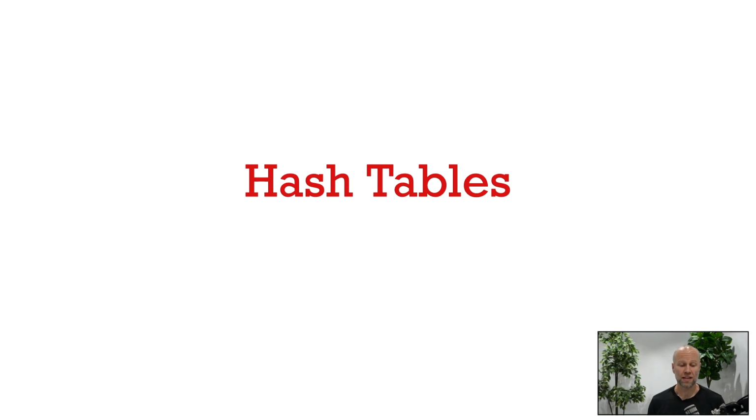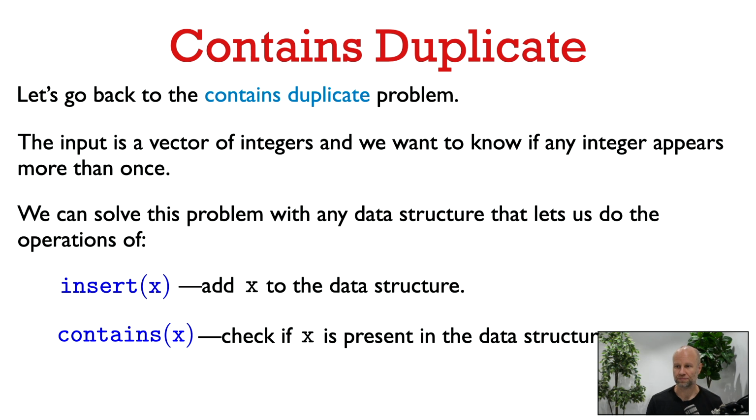A hash table is a data structure that implements the basic operations of inserting elements, looking up if an element is present, and deleting elements. These are exactly the operations that we saw are needed to solve the contains duplicate problem. So let's go back to that problem and see how it helps us motivate coming up with the design of a hash table.